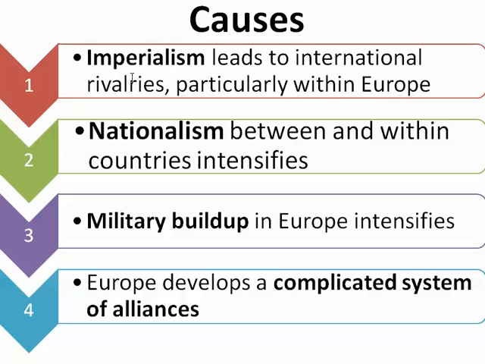And the United States entered this imperialism contest in 1900. We went overseas to Guam and the Philippines and Puerto Rico. You know, we just went over that in one of the last videos. Nationalism between and within countries is going to intensify. And then there's going to be a military buildup in Europe. It's going to intensify, partly to protect imperialistic properties and colonies. And then these countries in Europe are going to create this complicated system of alliances.